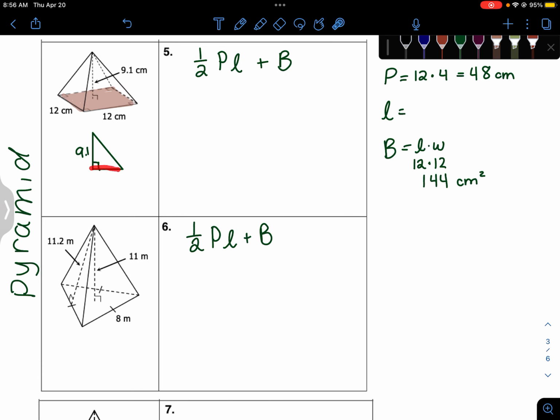And so if this leg is referring to how long that is, or how long this is, or how long that is, it's going from the center of my square out. And so all the way across my square is 12. So if we go from the center out, this short leg is going to be 6 centimeters long. And what we need to find is the slant height, or the hypotenuse. And so Pythagorean theorem, 6 squared plus 9.1 squared equals slant height squared.